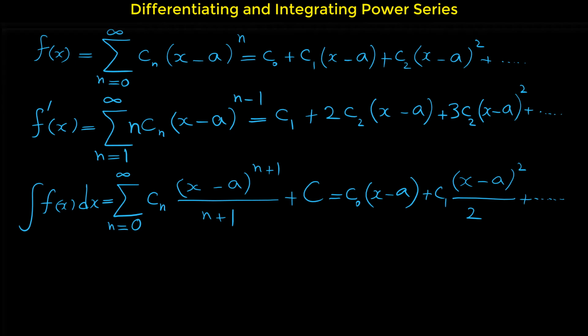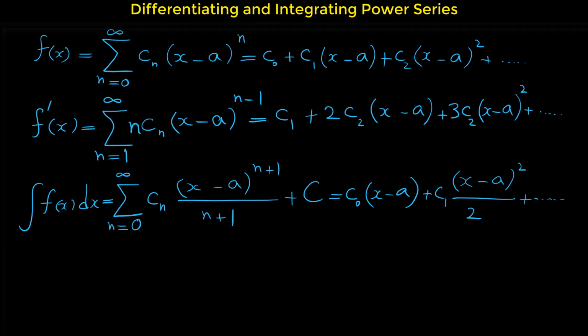Before we do some examples, I should mention that the radius of convergence of a power series doesn't change when we differentiate or integrate a power series. The radius of convergence of the derivative of a power series or the integral of a power series is the same as the original power series. For example, if the radius of convergence of a power series is 4, the radius of convergence of the derivative or integral of that power series is also 4.